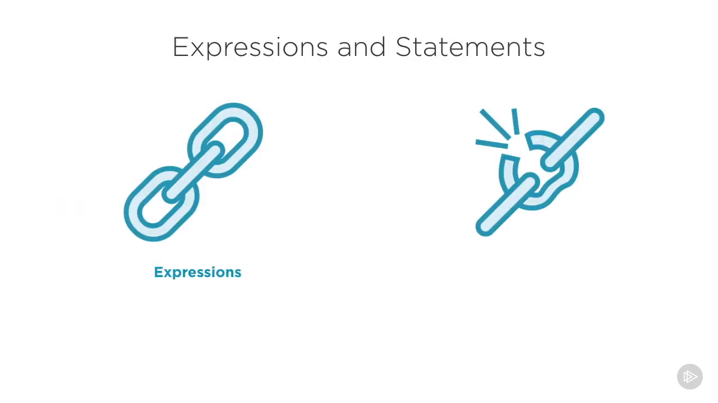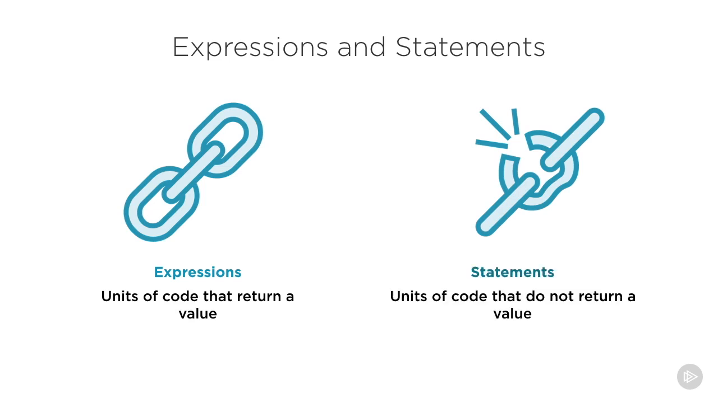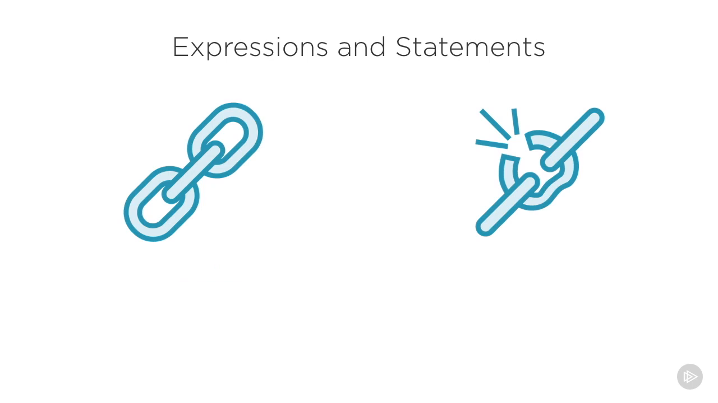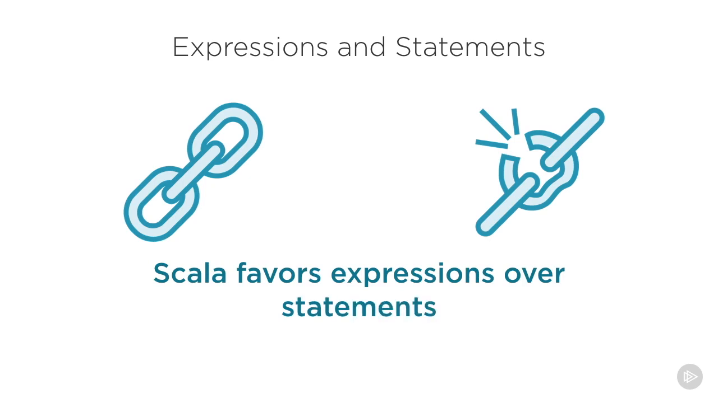Expressions are units of code that return a value. Statements are units of code that do not return a value. Expressions can be chained together, statements cannot. And Scala very consciously favors expressions over statements.